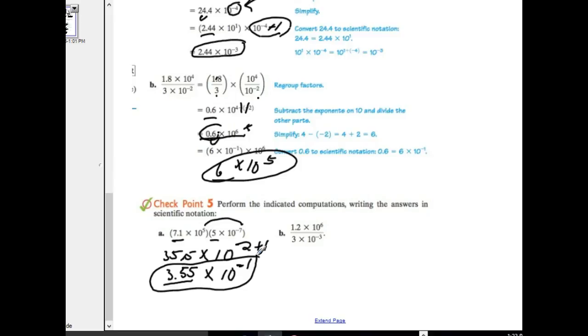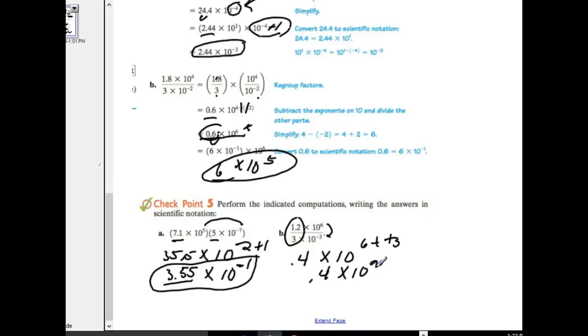Okay. Now, for part B, same thing. We're going to take these two numbers right here and we're going to divide them. And 1.2 divided by 3 ends up being 0.4. Then we have our scientific notation times 10. And because we're dividing, we're going to subtract these exponents here. And 6 minus negative 3 becomes 6 plus 3, or 9. So this becomes 0.4 times 10 to the 9th power.